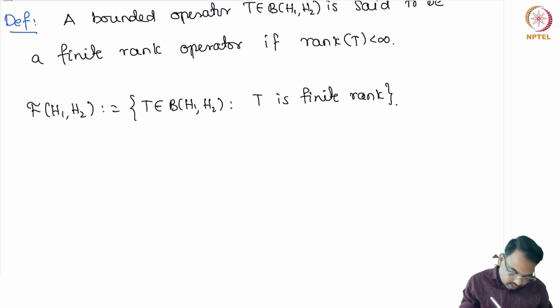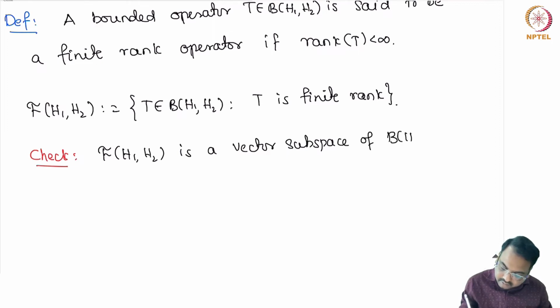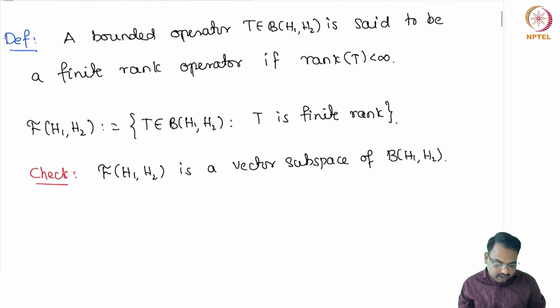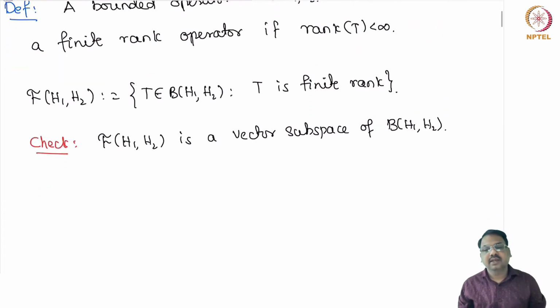So it is easy to check that this F of H1, H2 is a vector subspace of B of H1, H2. Okay, now let us try to observe the particular nature of these finite rank operators.